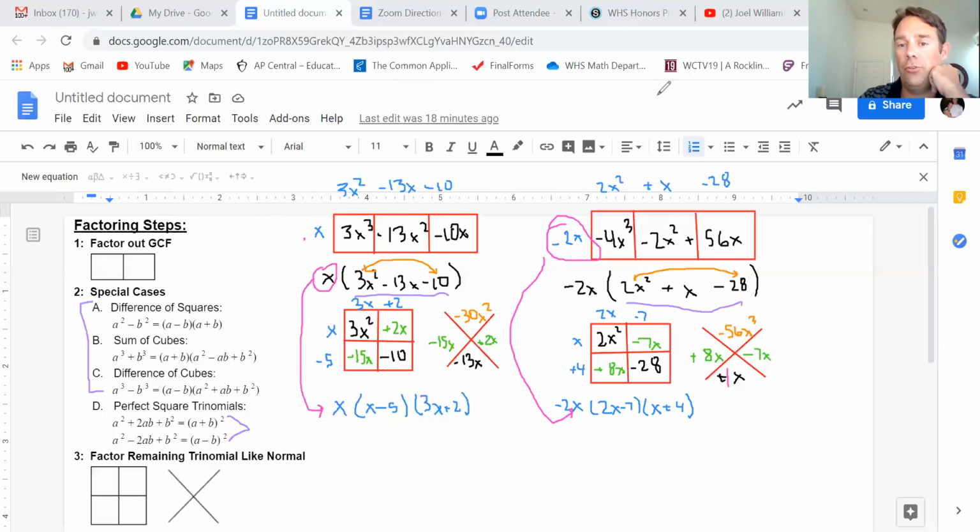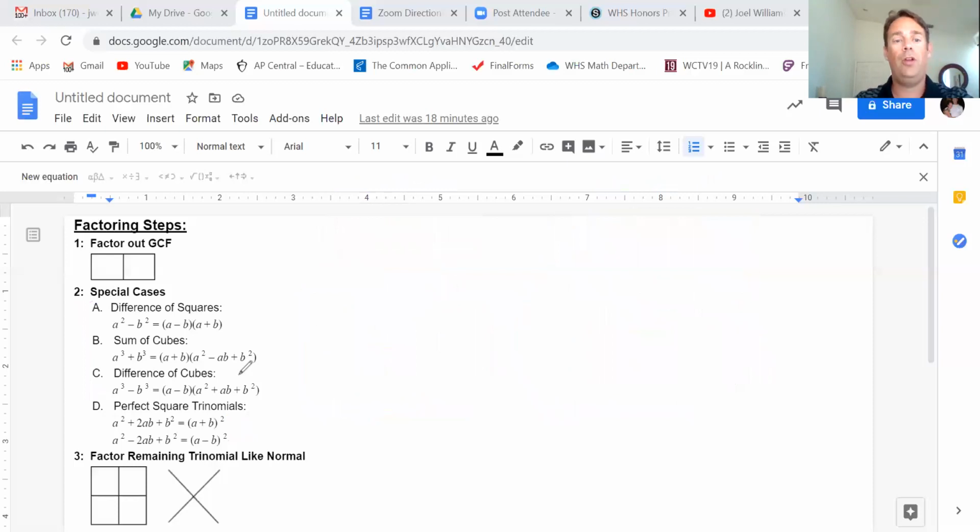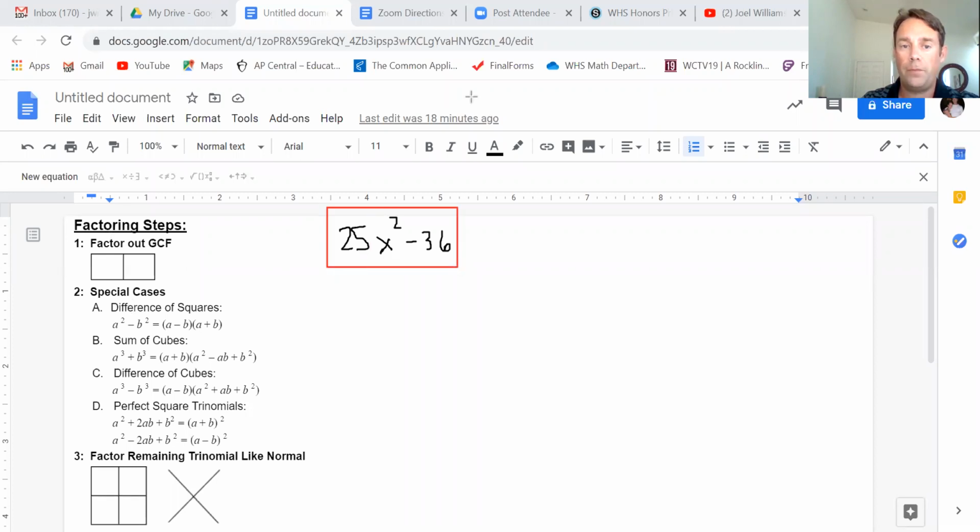What happens if it's only 2 terms instead of 3 terms? So what if we have only 2 terms? Let's try to take a look-see at that one here. What about something like this? 25x squared minus 36. And again, not a whole heck of a lot changes. We always start with our first step, factor out your greatest common factor. So is there a number that will divide out from these terms? So 25 and 36, I'm looking at that and I don't see a greatest common factor. So I bring that with me.